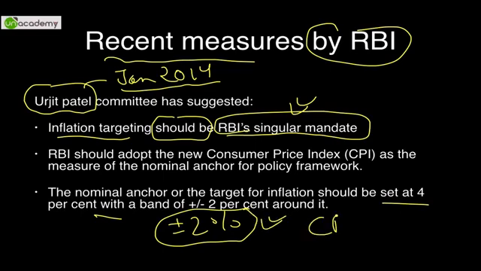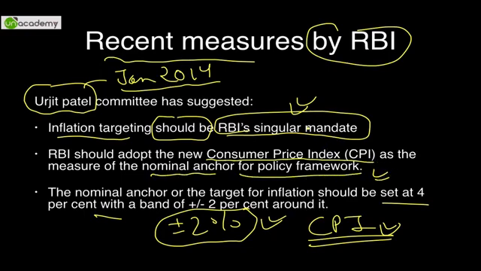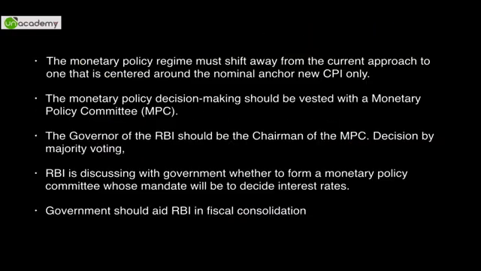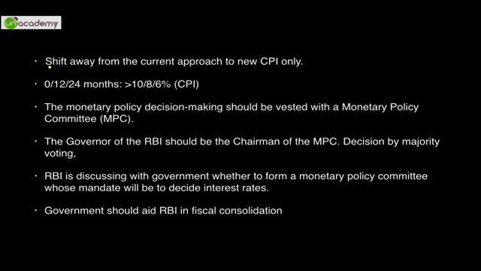CPI, obviously, it is based on CPI. So that was the mandate given to the RBI according to the recommendation of the committee. And as it is written, RBI should adopt the new consumer price index as the nominal anchor for the policy framework. So basically inflation should be kept at 4 plus minus 2, and this should be the main or singular mandate of the RBI, based on CPI. This was one recommendation. What this committee recommended focused on shifting away from the current approach to the new consumer price index only.